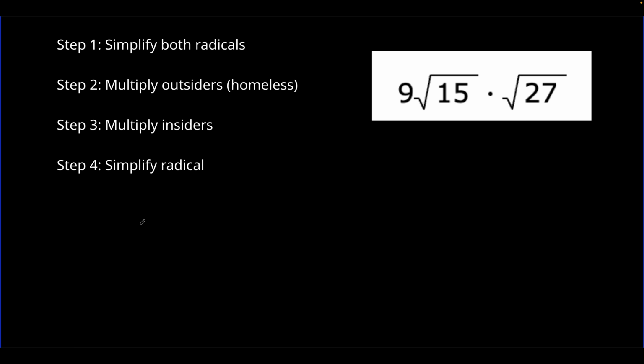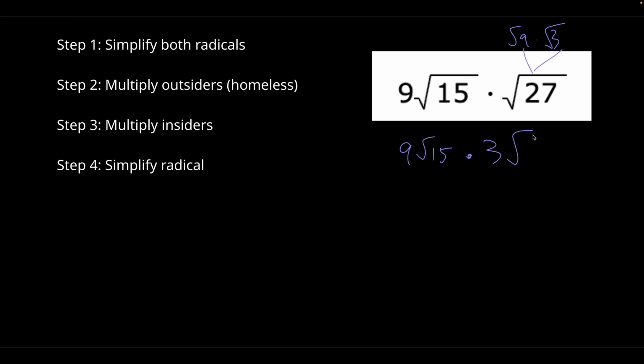Here we go. So, when you multiply radicals, first thing we're going to check is, can I simplify the radicals that I'm given? For 15, you cannot simplify it, but 27 can be simplified. Again, we should know how to do this already from the previous lesson. So, this becomes 3 square root of 3.